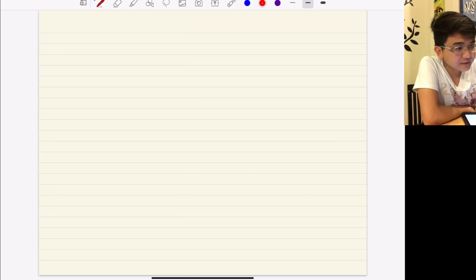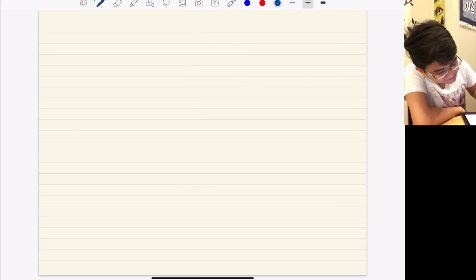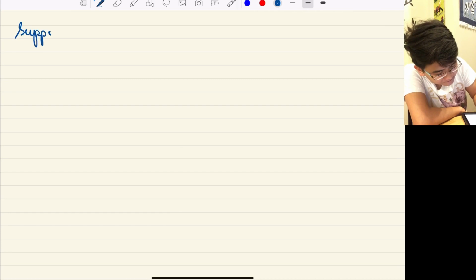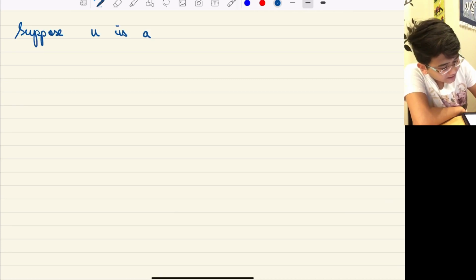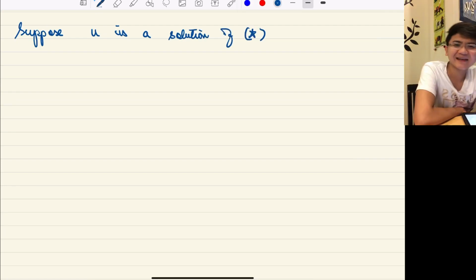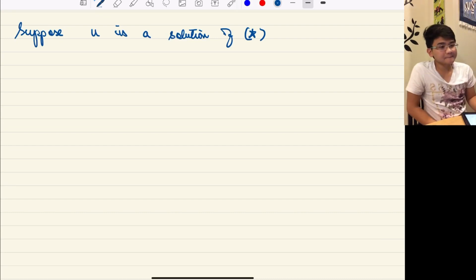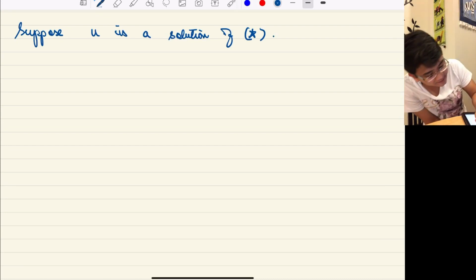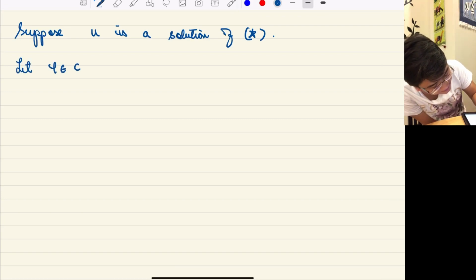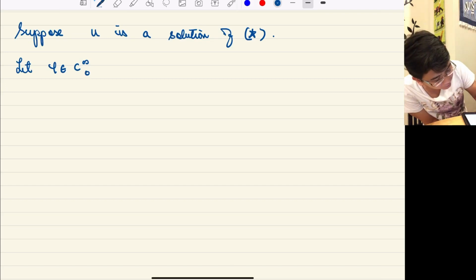But to start, what are weak solutions? Suppose u is a solution of star. When I say it's a solution, I mean a classical solution, so the derivatives exist in the classical sense. Now let phi be a smooth function, C infinity, infinitely differentiable with compact support in omega.